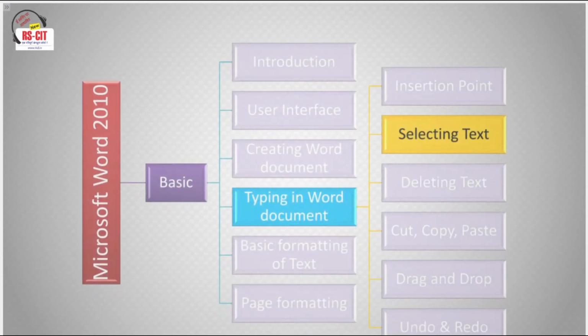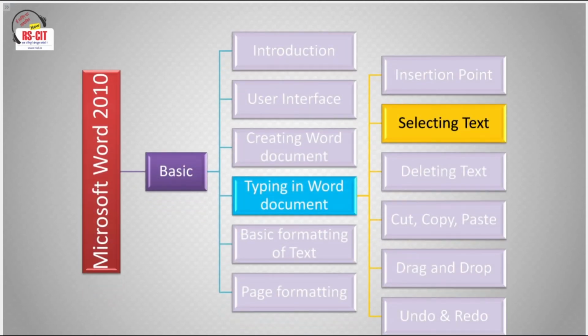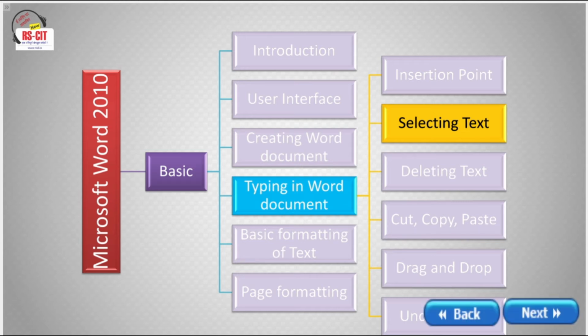In order to perform certain tasks, you must first select the text. You can use the mouse, the keyboard, or the selection area, that is, an invisible area in the document's left margin, to make a selection. Selected text appears highlighted on the screen. Let's learn how to select text using this simulation.